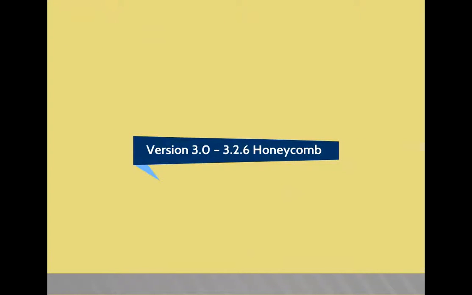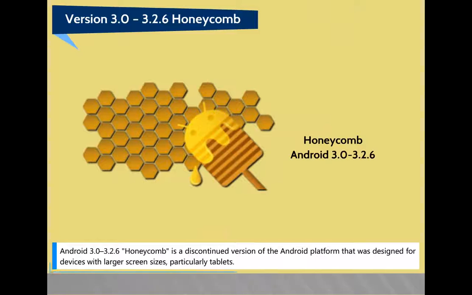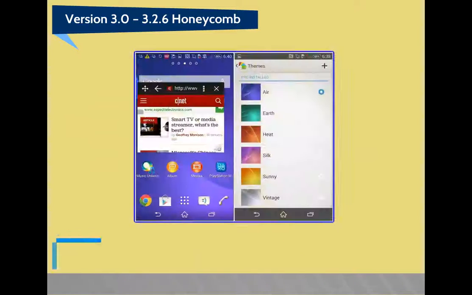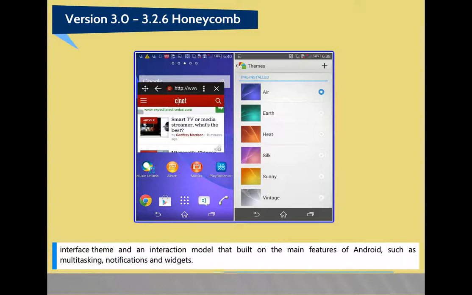Version 3.0 to 3.2.6 Honeycomb. Android 3.0 to 3.2.6 Honeycomb is a discontinued version of the Android platform that was designed for devices with larger screen sizes, particularly tablets. Besides the addition of new features, Honeycomb introduced a new so-called holographic user interface theme and an interaction model that built on the main features of Android, such as multitasking, notifications and widgets.